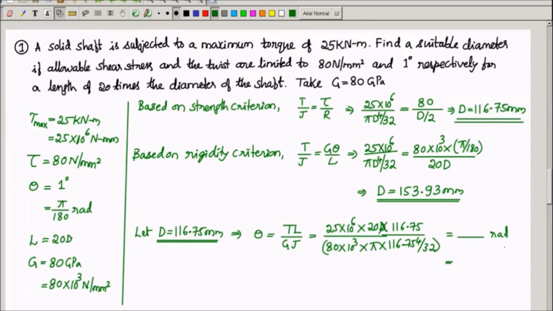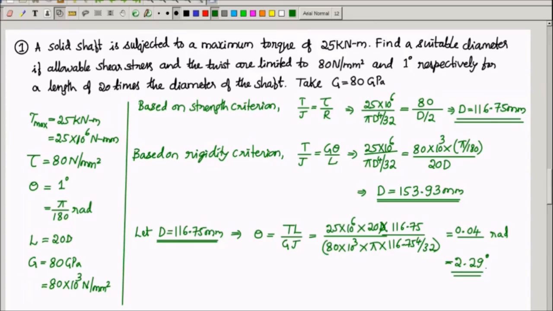If you multiply that by 180 over pi, you will get it in degrees. I am getting 0.04 radian. And if I multiply it by 180 and divide by pi, I will get 2.29 degree. Now you see, if I finalize the diameter as 116.75 mm, my theta is going beyond 1 degree, which is not allowed. According to the condition, maximum theta is 1 degree. It should not go beyond that.